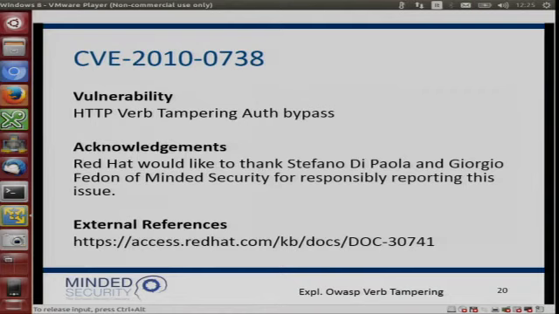CVE-2010-0738 is an HTTP verb tampering authorization bypass, and this is the acknowledgement that Red Hat would like to thank Stefano Di Paola and Giorgio Fedon for responsibly reporting this issue. So the incredible thing is that I personally reported this issue back in 2010, and attackers are still exploiting this issue every day, targeting unpatched systems.